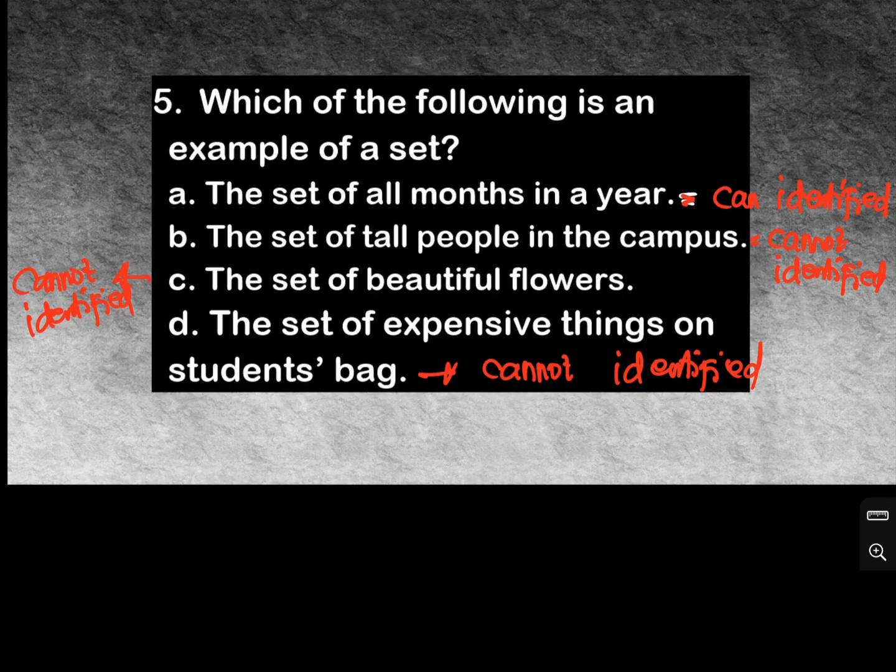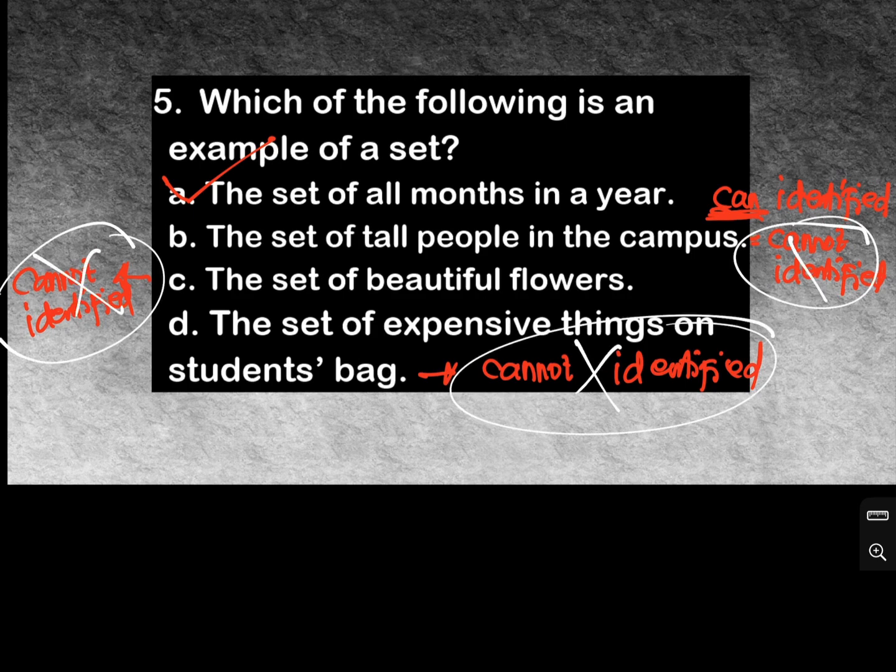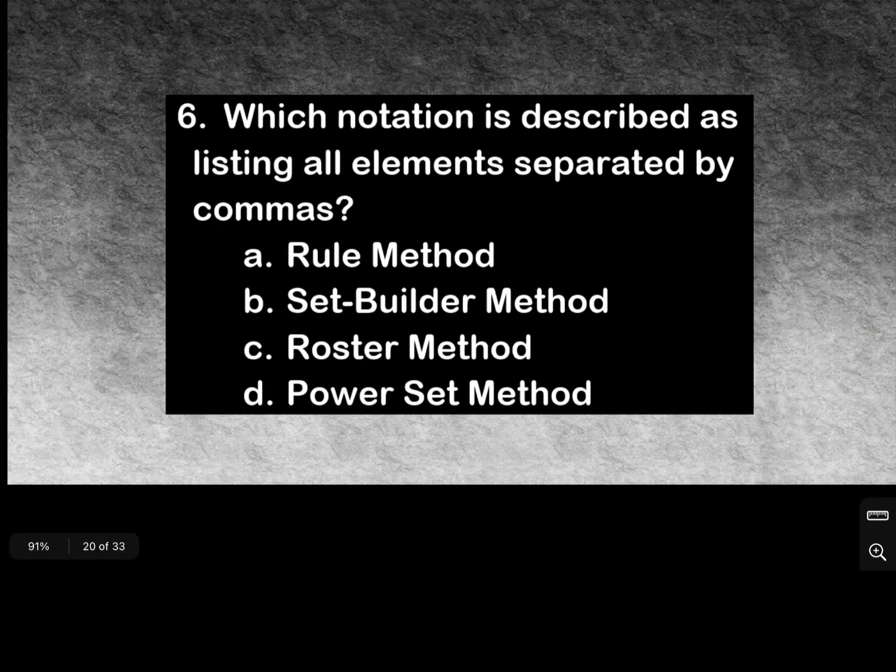Then D, the set of expensive things in a student's bag. Here we also cannot identify. So the only answer here is letter A, the set of all months in a year, because we can identify the 12 months in a year.